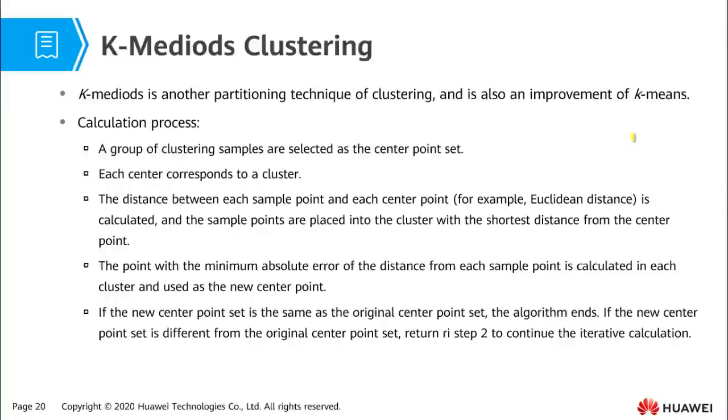The k-medoids algorithm is another clustering algorithm based on partitioning. It selects an actual point in a sample as a cluster center, calculates the distance between each sample point and each center point, for example, Euclidean distance, and puts the sample point into the cluster with the shortest distance from the center point, similar to the k-means algorithm. These operations are repeated until the center point does not change.